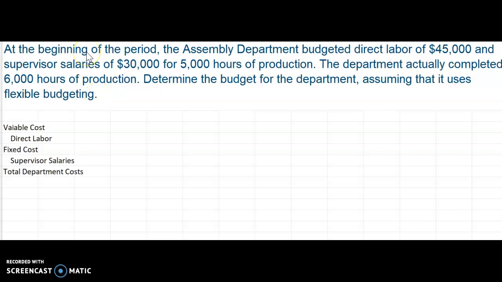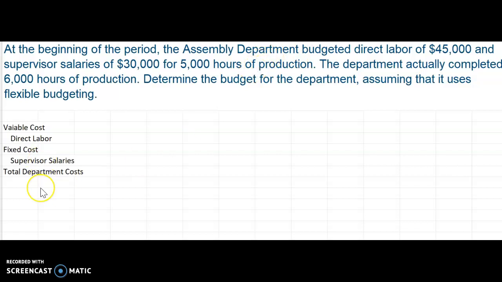So what you'll want to do is figure out which of these costs are variable and which of these costs are fixed. So we know that direct labor is variable because we pay them per hour. And we know that supervisors' salaries are fixed. And it says that we actually completed 6,000 hours of production. So we want to do this over 6,000 hours of activity level.